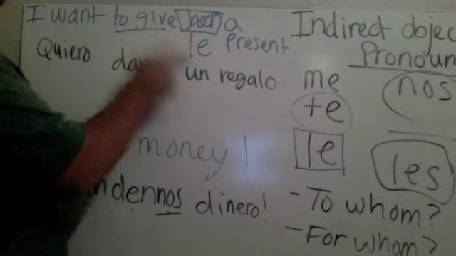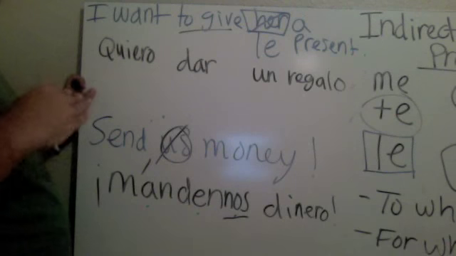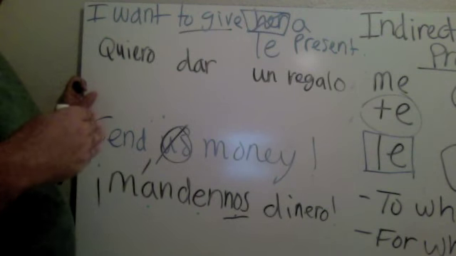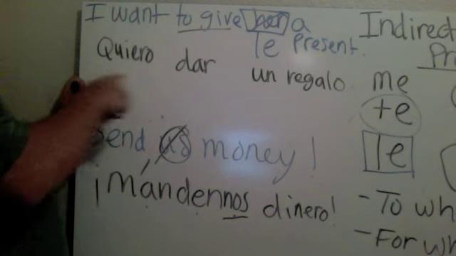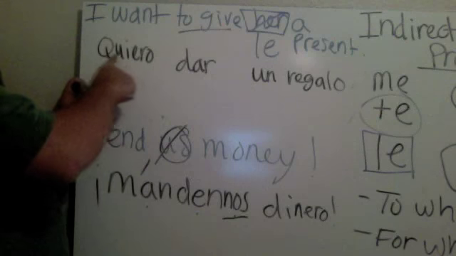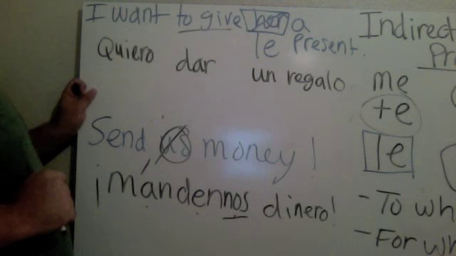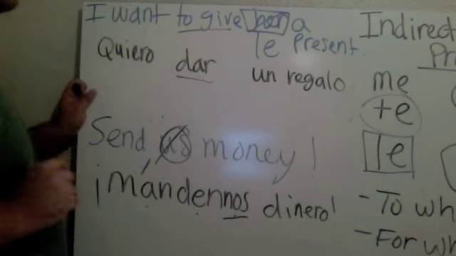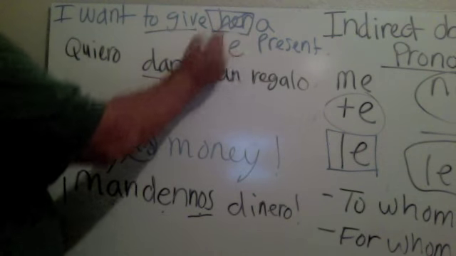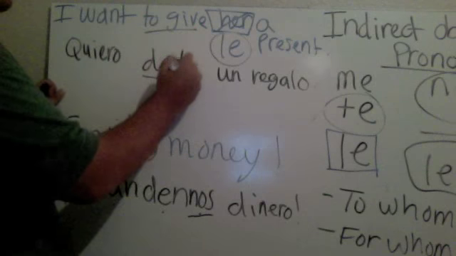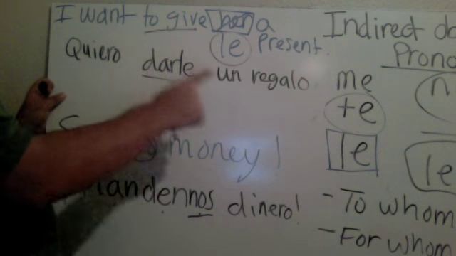Where are we going to place this indirect object? We've already used it in the beginning of a conjugated verb. Let's do something different. How about, do we have ando or yendo, an example of present progressive in the sentence? No, we don't. Do we have an infinitive? Yes, we do. Let's leave it there. Quiero darle, you attach it to the infinitive. Yo quiero darle un regalo.